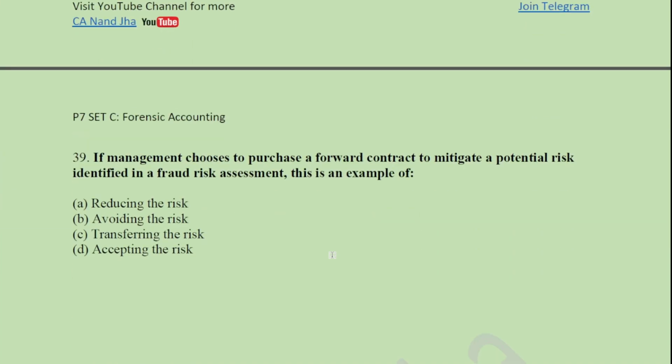If management chooses to purchase a forward contract to mitigate a potential risk identified in a fraud risk assessment, this is an example of transferring the risk. Reducing the risk, avoiding the risk, accepting the risk, no, transferring the risk. The answer should be C.